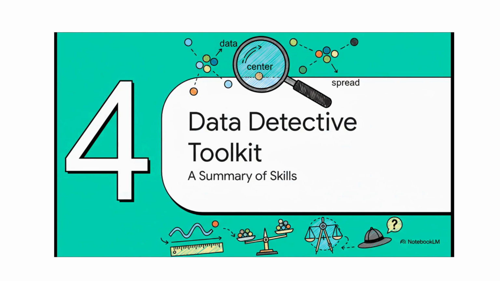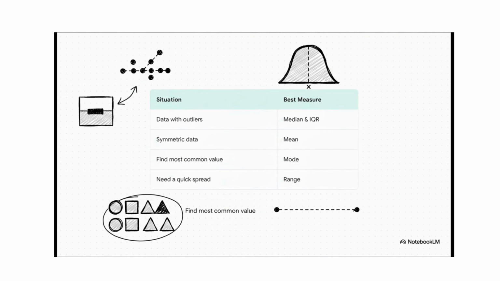And congratulations! You now officially have a complete data detective toolkit. You know how to find the center, you know how to measure the spread, and most importantly, you know which tool to grab for which job. Here's a quick little guide to sum it all up. Honestly, the biggest takeaway is this. If your data has outliers, you should always lean on the median and the IQR. They'll give you a much more honest story.